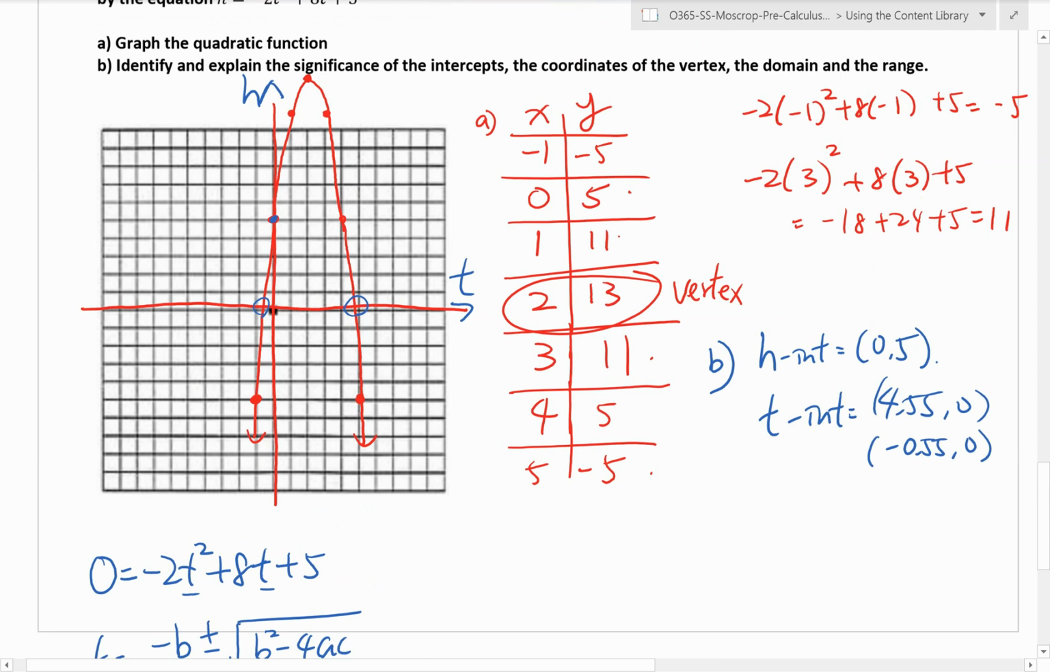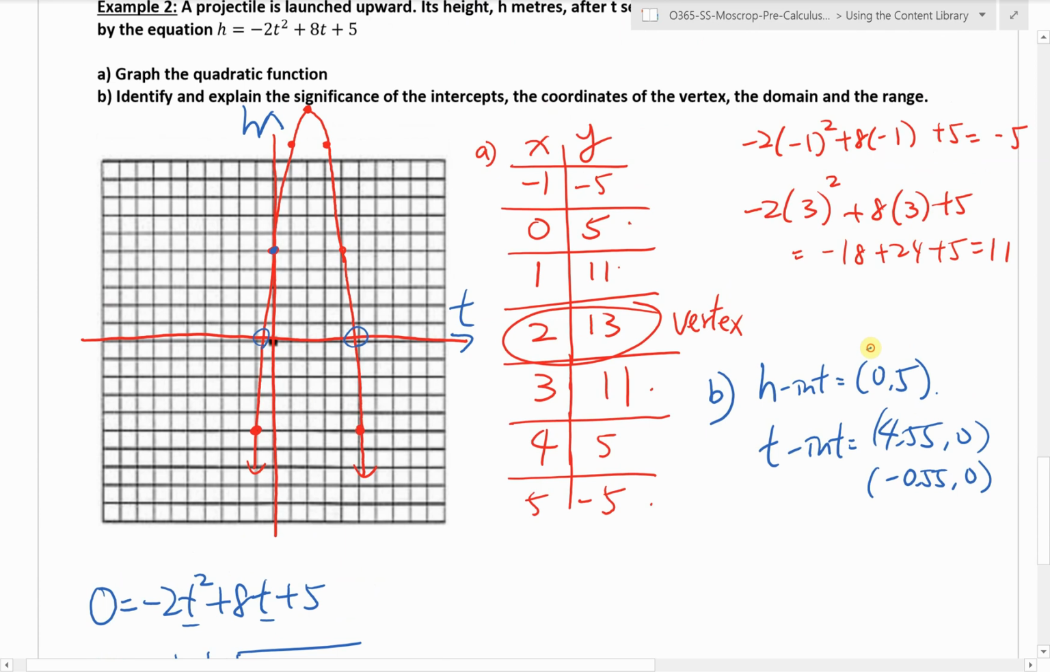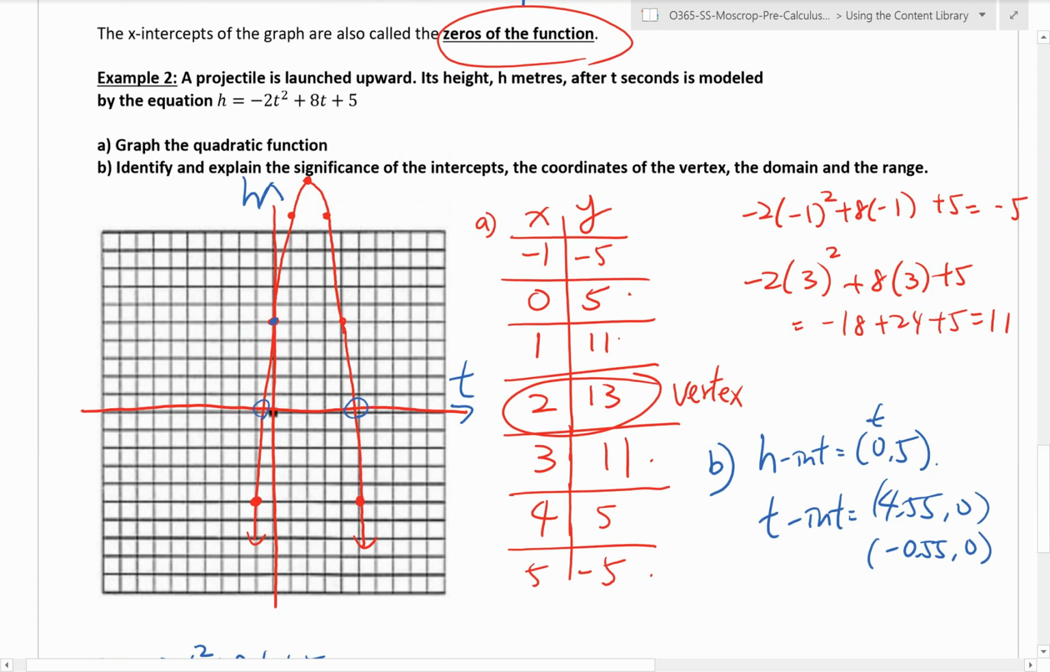Okay, so first of all, the y-intercept, 0, 5. What does that mean? Well, this is the t-coordinate, which is time, okay? So this is telling me when time is 0, so that means before the projectile is launched, the height of this particular projectile is 5 meters above ground. Or above whatever, right? Above water, above the height of 0. So I'm assuming it's ground, okay? So at time equal to 0, before you launch the projectile, this projectile is 5 meters above the ground. Okay, so that's what that means.